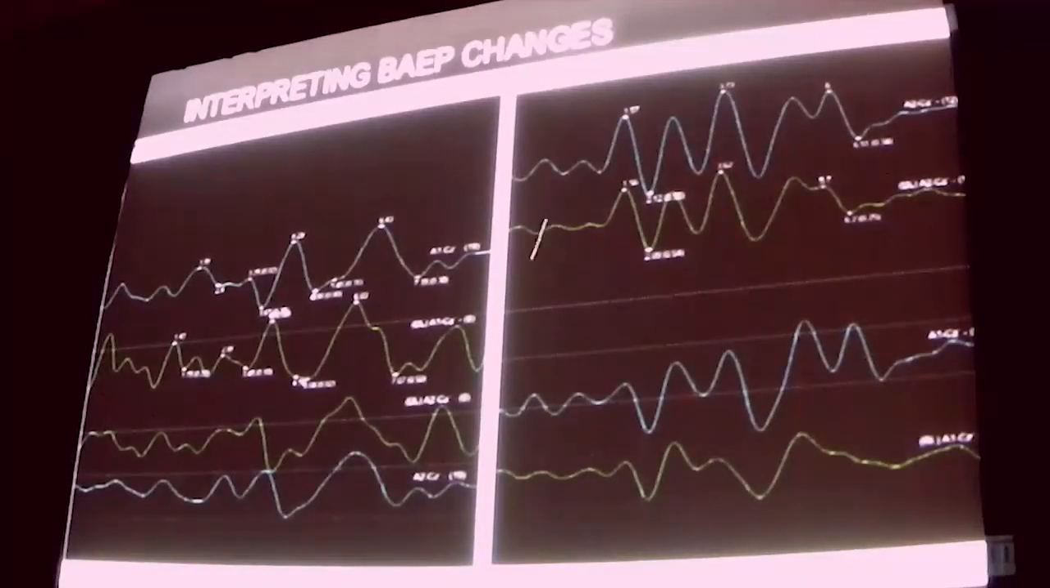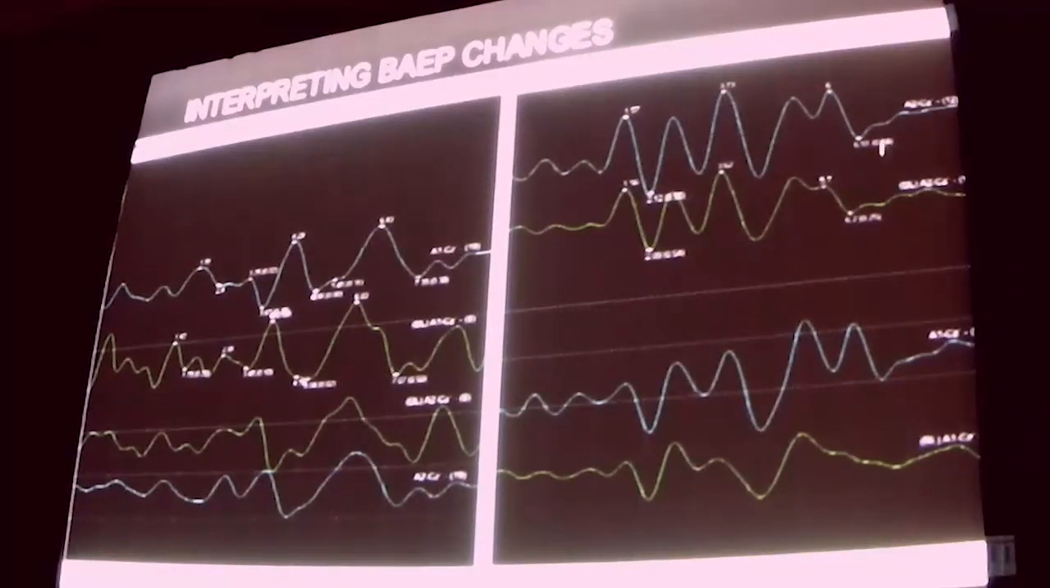And this is just showing you what a BAER should look like intraoperatively on the Cadwell. Green is baseline. This is actually a very nice one. You can see everything here. So wave 1, 2, 3, 4, 5. So you see the 4, 5 is a complex. Sometimes they're separated, sometimes they're together.